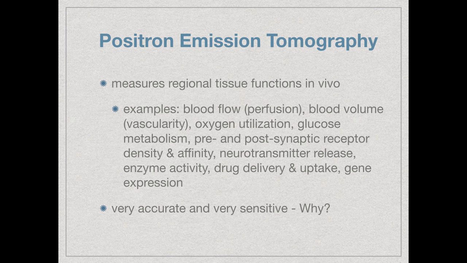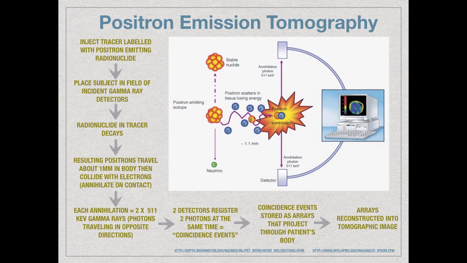It's very accurate and very sensitive. Sensitive means that you can see something very small. And why is that? Well, it's the physics of how positron emission tomography works. So you have to make a tracer. It's labeled with a positron emitting radionuclide. You place the subject in the field of the gamma ray detectors, and so this is the PET scanner.